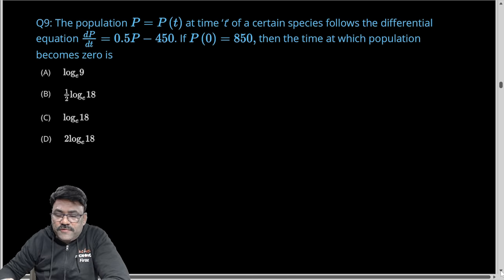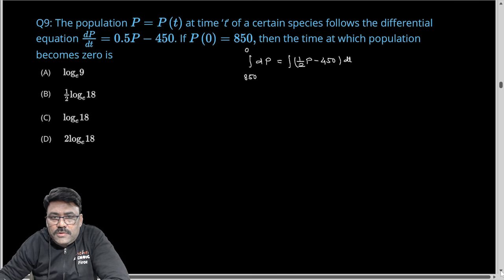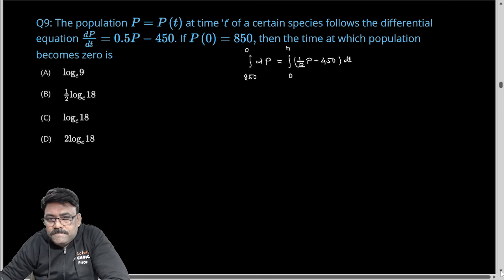So you can write this differential equation as dp is equal to (half p minus 450) dt. Now if I integrate it, the initial population is 850, the final population is 0, and you have to find the time. So let's say time is n, from 0 to n. N you have to find actually.